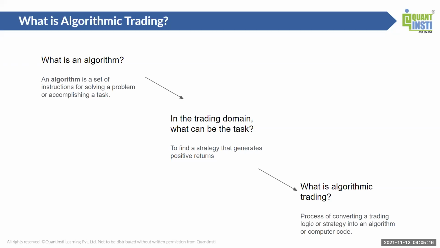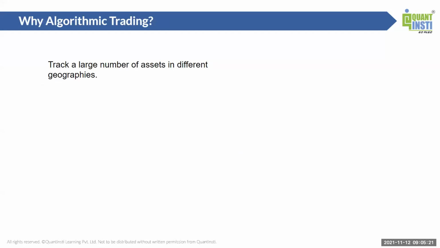Now, why should you do algo trading? The first thing is you might be a wizard at looking at the right opportunities. You can just look at the numbers and say, okay, this is a good asset I want to trade in, and this will give me positive returns. But then you are a human. You can only track a certain number of assets in a certain geography. But with algo trading, the world is your oyster. You can have different geographies like US, Europe, South Asia, Asia for that matter.